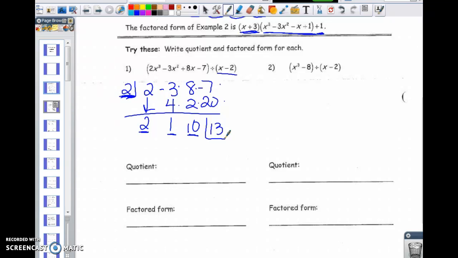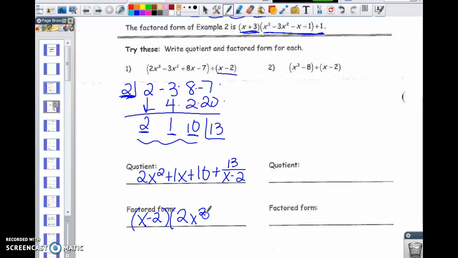So for my quotient, here's my quotient. 2x squared plus, and I can just write a 1x, plus 10, and that's going to be plus my remainder, 13, over my divisor, x minus 2. If I wanted the factored form, I take my divisor first, x minus 2, times my quotient, 2x squared plus 1x plus 10, and then plus my remainder, 13.